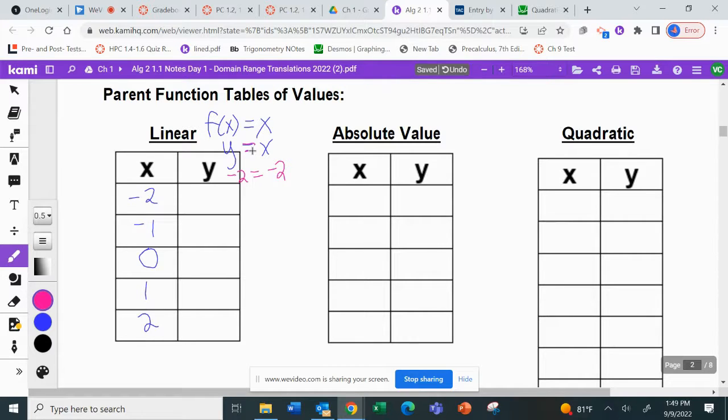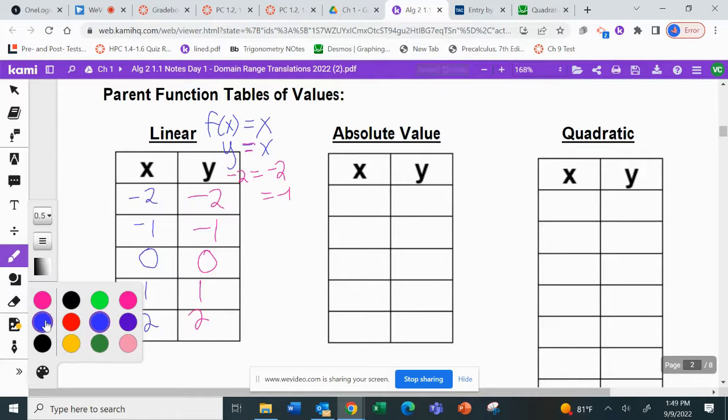So if I input -2, I get out -2. If I input -1 for x, what do I get out? I get out -1. I get out 0. I get a 1 and 2. So that's the parent function points for linear. You need to know those. They're really easy to come up with.